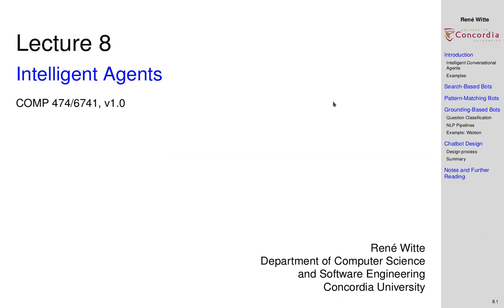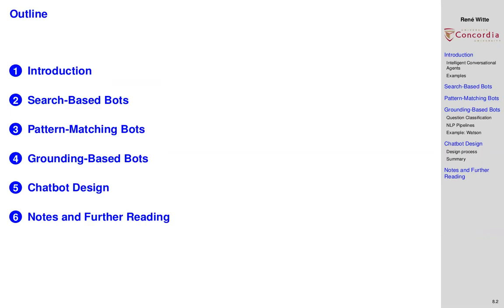Today we are talking about intelligent agents. So basically the technology behind intelligent assistants like chatbots, systems like Siri, Google Assistant, Alexa, and so on. A bit similar to the first lecture, I will give you a brief introduction, and then we look in detail at different implementation technologies for writing these chatbots.